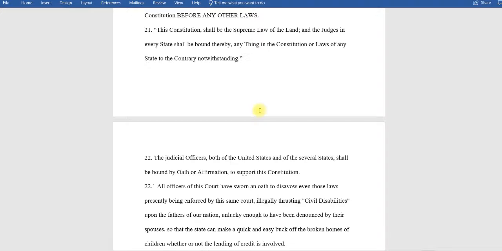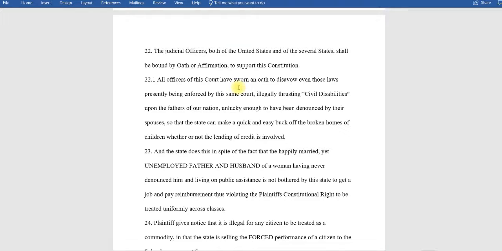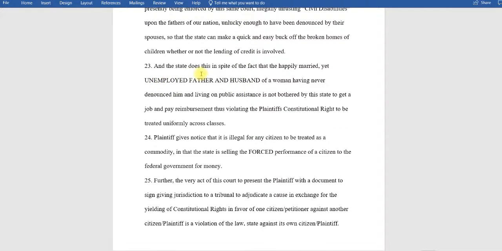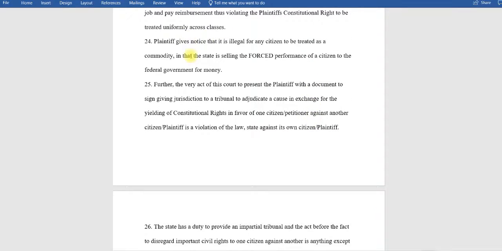Okay, we'll stop it here real quick. Okay. All officers of the court are sworn to an oath. Okay. And the state does this in spite of the fact that the happily married yet unemployed father and husband, who's a slumberjack that's laying on the couch playing Xbox, of a woman having never denounced him, and living on public assistance, is not bothered by the state to get a job and pay reimbursement, thus violating the plaintiff's constitutionally protected rights to be treated uniformly across classes. I hope that makes sense.